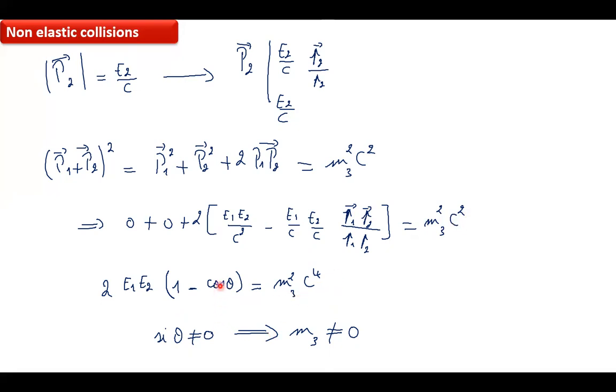So if theta is different from 0, so if the two photons are not parallel, so in any type of collision, when theta is different from 0, this expression cannot be 0, because cosine theta is always less than 1. So M3 should be different from 0.